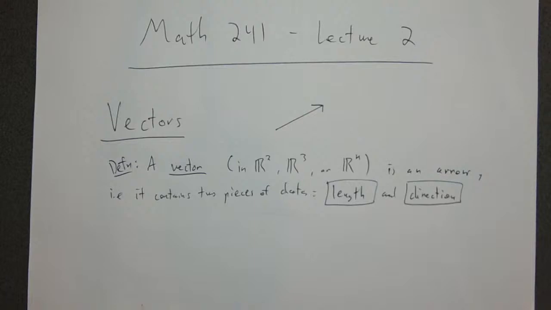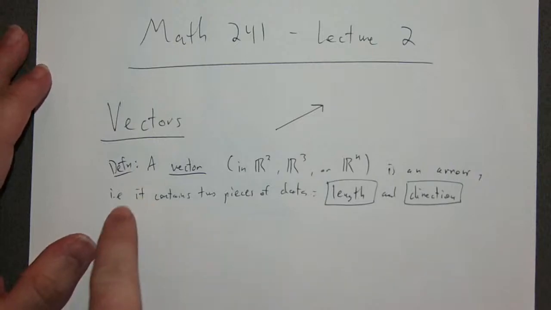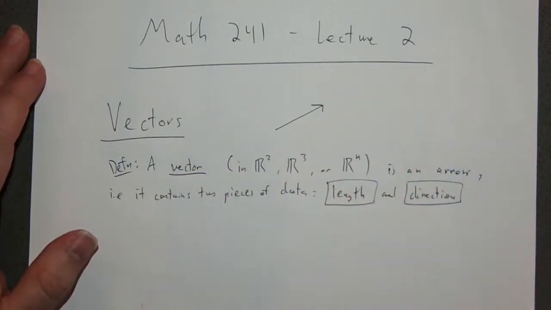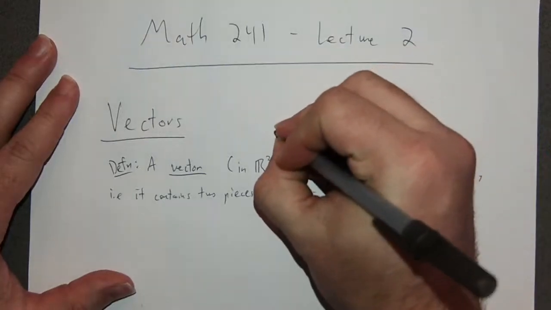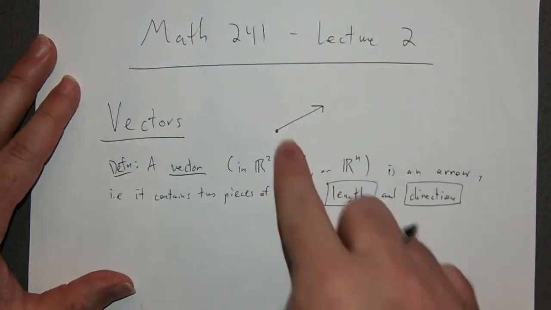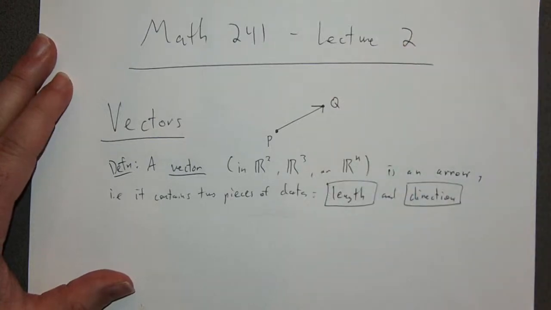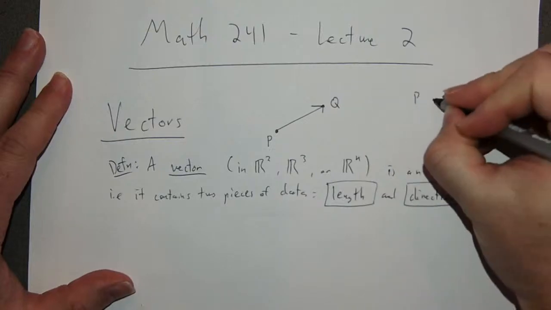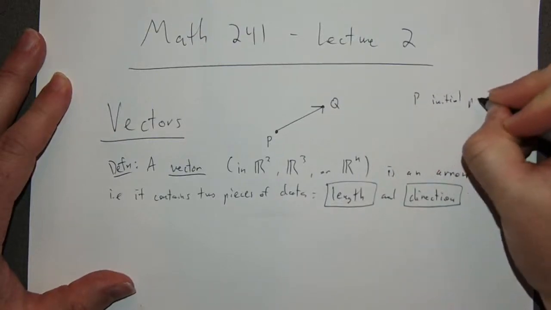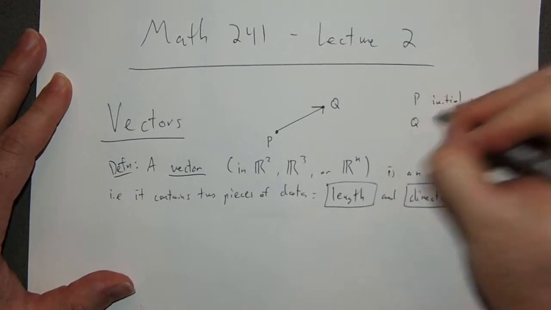Now, here's the thing. The second that I say it's two pieces of info, length and direction, already you have some questions. One, note that it doesn't refer anywhere to where this vector is sitting. So maybe I draw a point here and label that point P, and draw another point and label that Q. For a vector drawn in this way, P would be the initial point of this vector, and Q would be the terminal point.